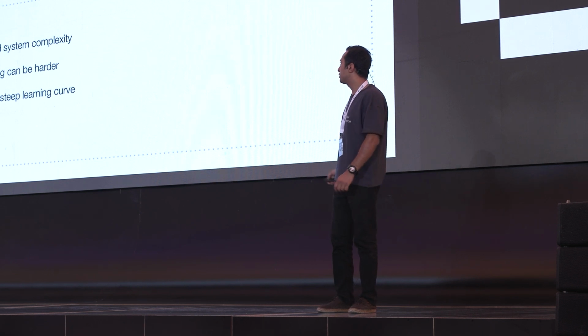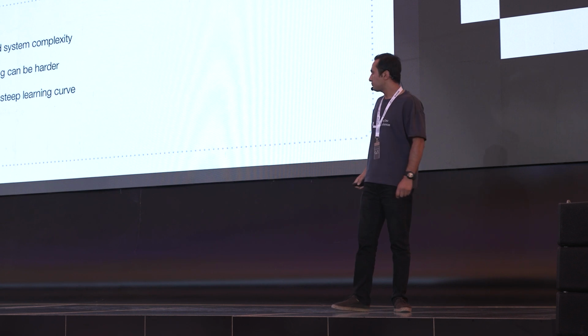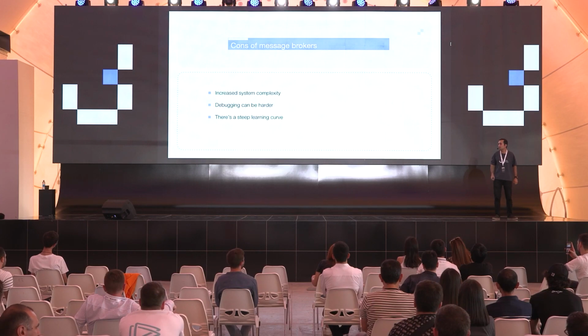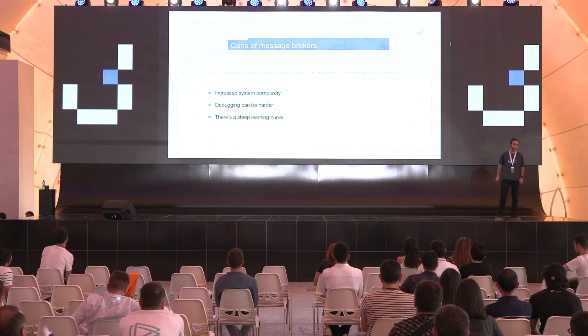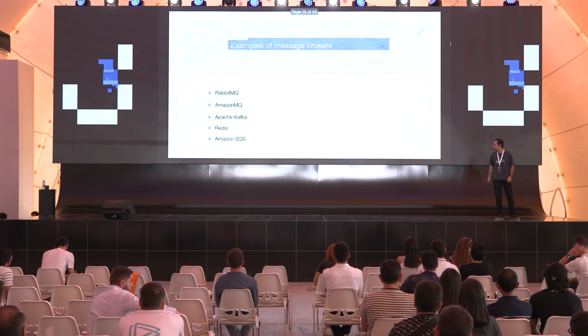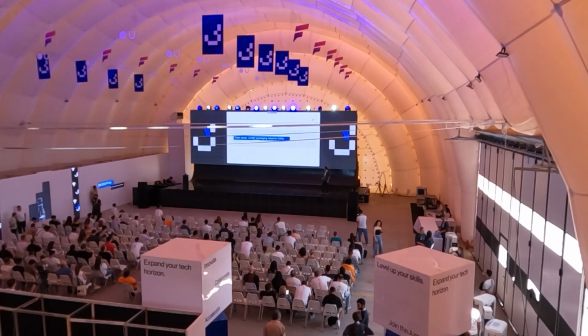Here are some cons of message brokers, like for example, the system becomes complex when we are integrating message brokers, and it requires a steep learning curve, and sometimes debugging can be harder. Here is the list of maybe most famous message brokers like RabbitMQ, AmazonMQ, Apache Kafka, Redis, and Amazon SQS.